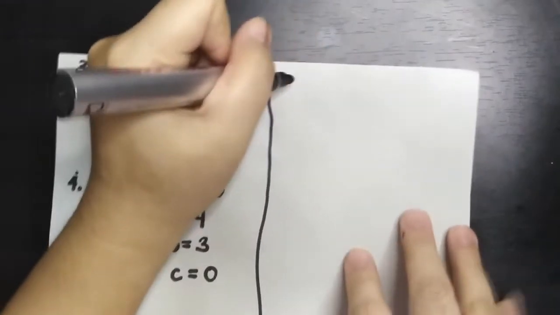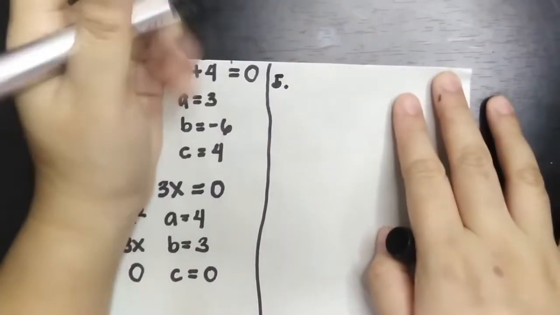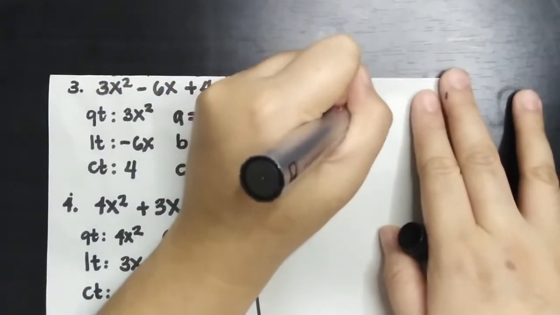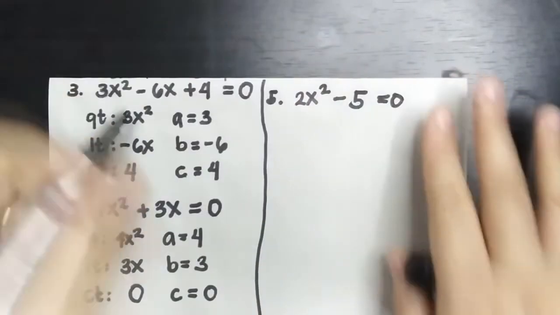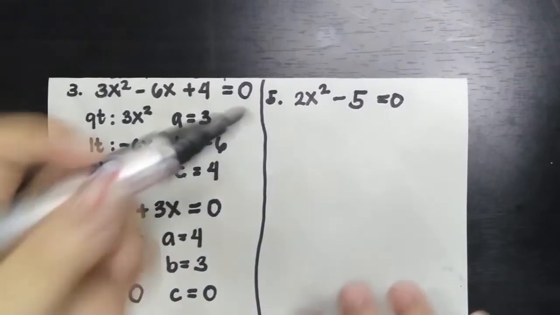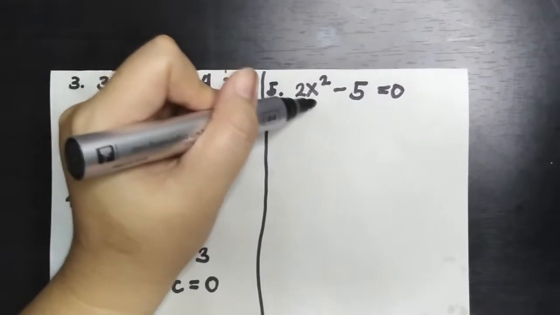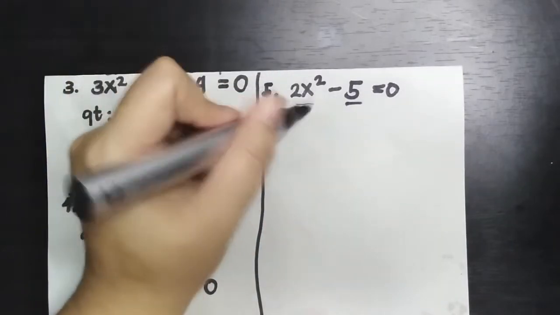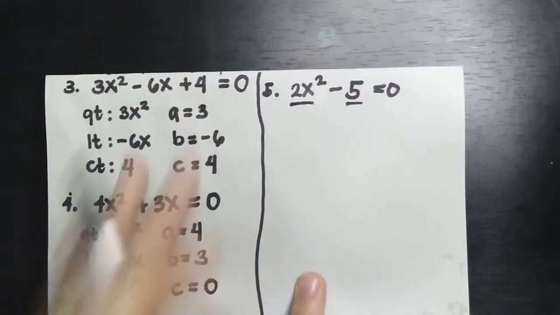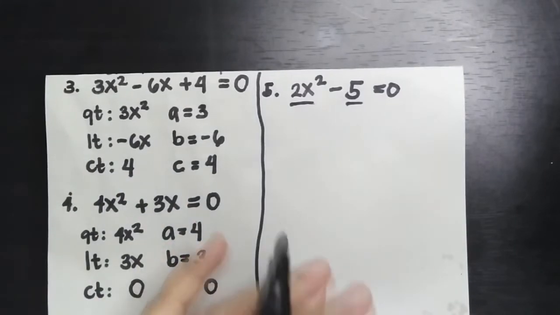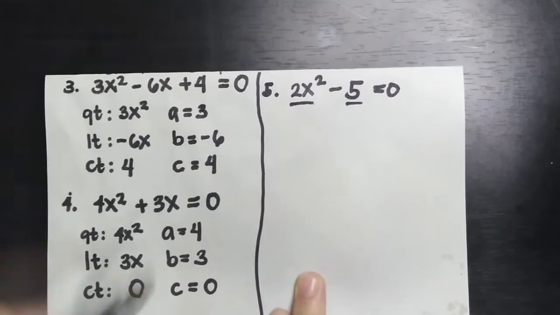For our fifth example, we have 2x squared minus 5 equals 0. Again, we have only 2 terms. So obviously, in this quadratic equation, we have the quadratic term. And since there is no variable beside this number, this is our constant term. So what happens to the linear term? That also means that since there is no linear term, our linear term is equal to 0.